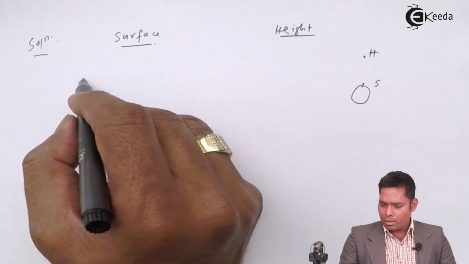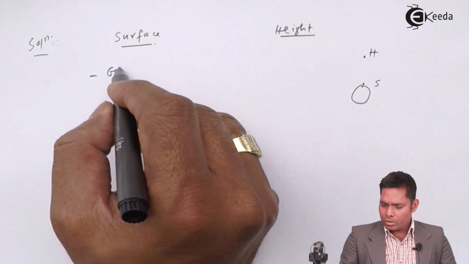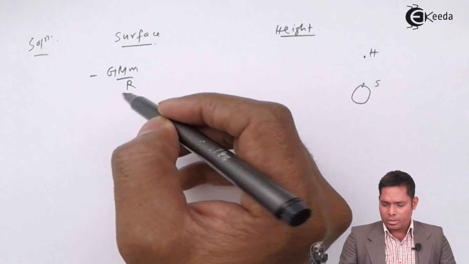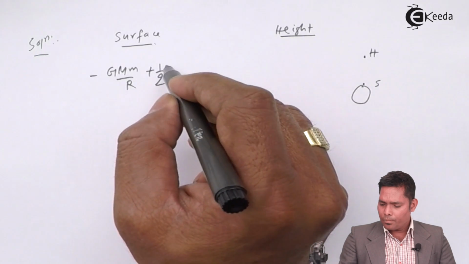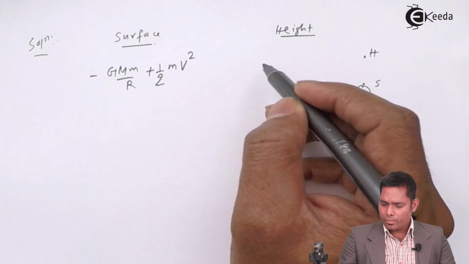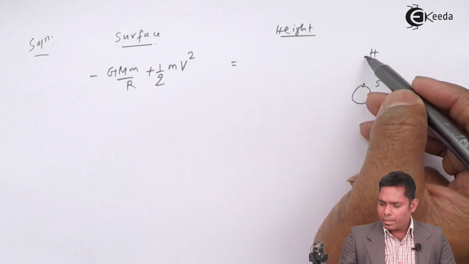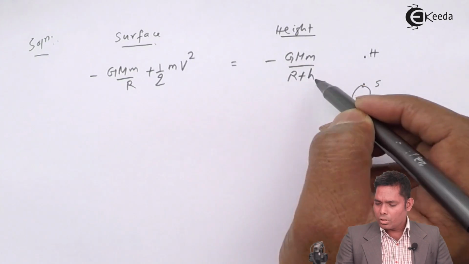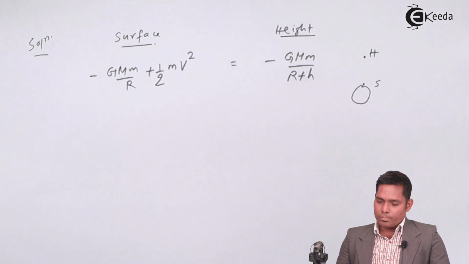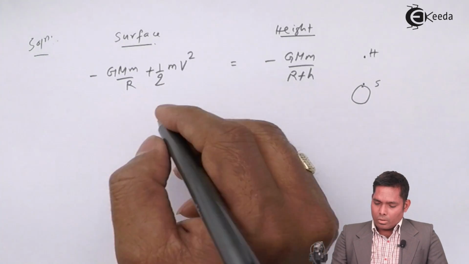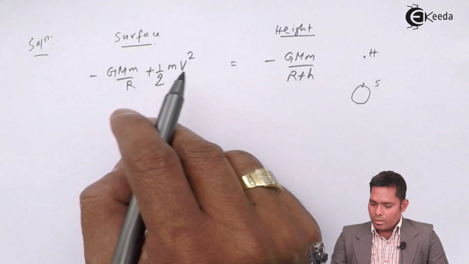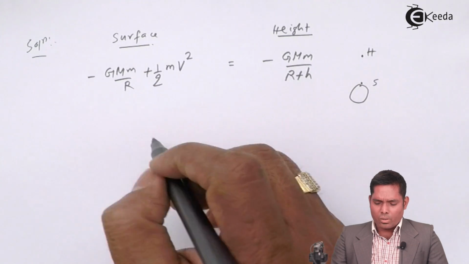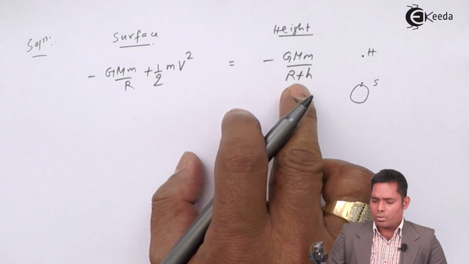The total energy here is minus Gmm over r, potential energy, and kinetic energy is half mv square. Here only potential will be there, kinetic is 0, so minus Gmm over r plus h. So from here I have to solve h. So all the values are known to us, only h have to find.